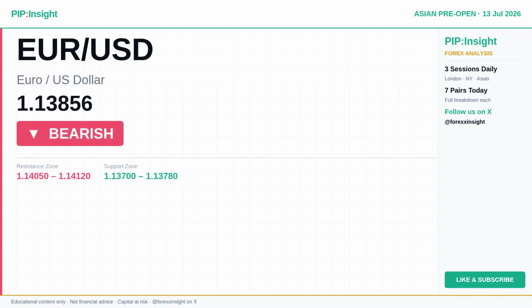Euro dollar. The chart is showing bearish structure on this session. The 4-hour trend is to the downside and the 1-hour is also pointing lower. Resistance is marked between 1.1405 and 1.1412. Support is marked between 1.137 and 1.1378. Here is the full chart breakdown.